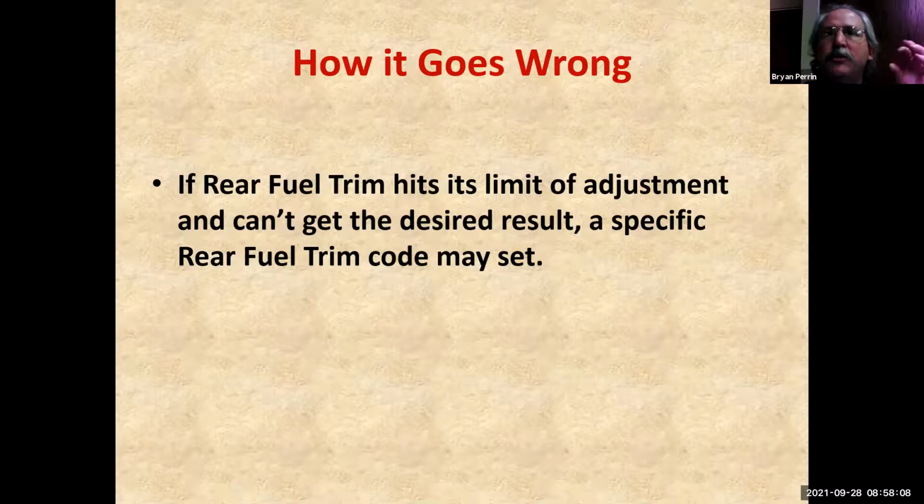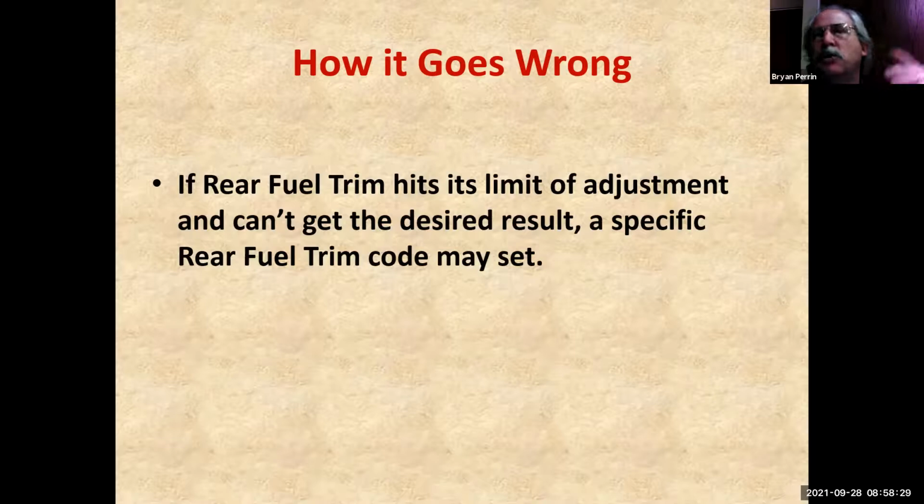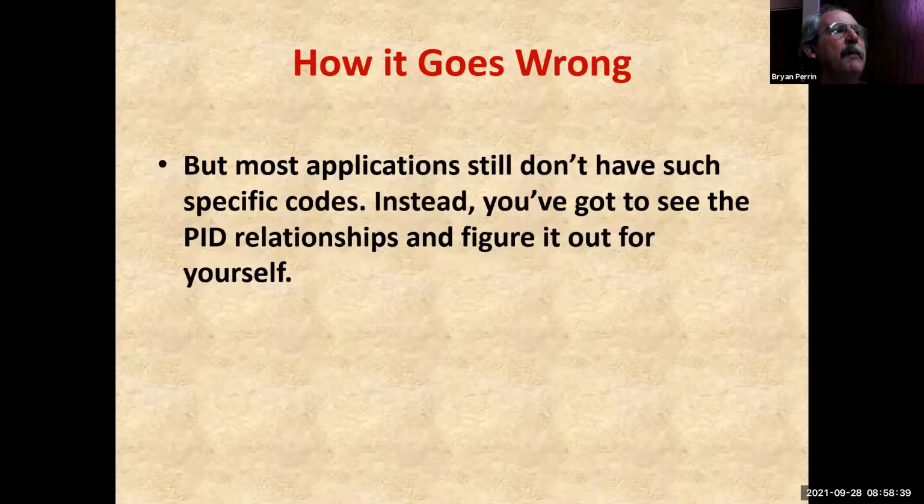So this is where I go into, again, codes are a symptom, not a diagnosis. Because there's plenty of manufacturers, and I got a case study coming up showing you where we're getting a code for front sensors because the car uses rear fuel trim and there's a rear fuel trim fault. And you're going to see more and more of these cars as these cars get older. I mean, a 2006 car is now 15 years old. So these are the cars that we're going to see a lot more of this weird stuff on. But most applications still don't have such specific codes. Instead, you've got to see the PID relationship and figure it out for yourself.